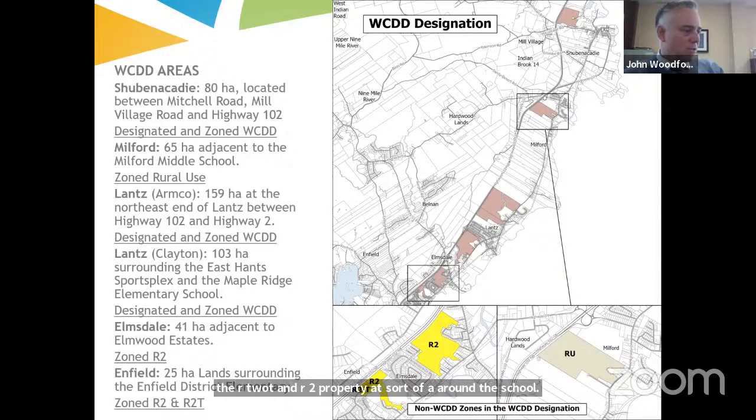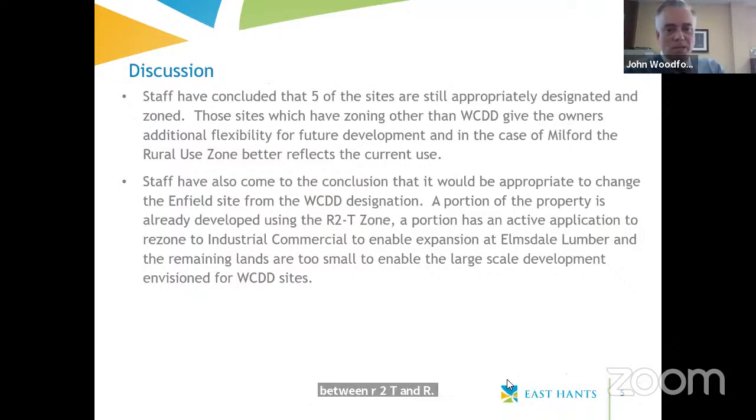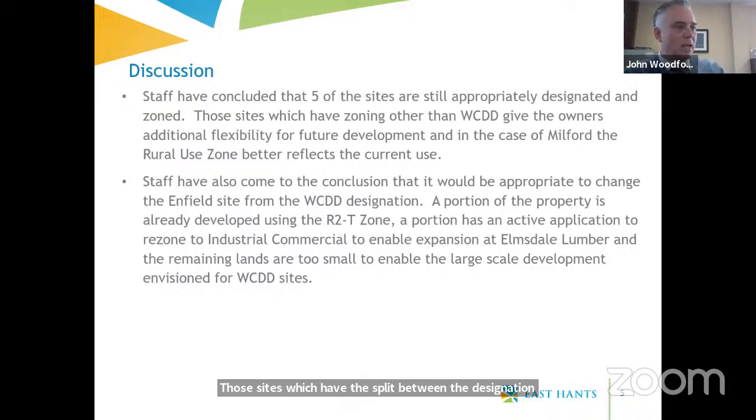That's 25 hectares, and you've got, again, the split zoning between R2T and R2. So we took a look at all 6 of these and concluded that 5 of them we think are still appropriately designated and zoned. Those sites which have the split between the designation and zoning give those owners the additional flexibility. And again, in the case of Milford, I think the rural use zone better reflects what's currently happening there.